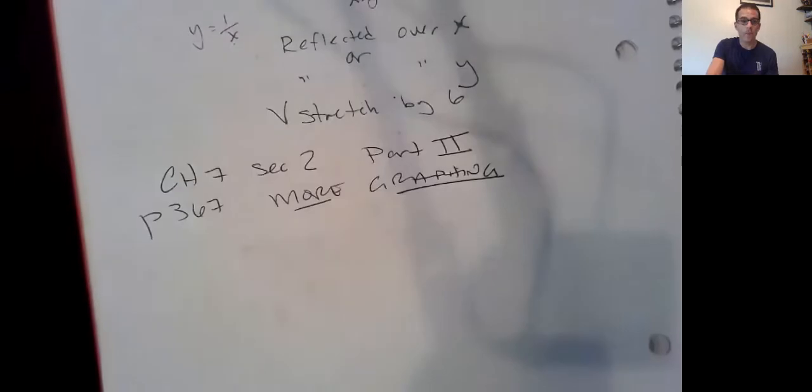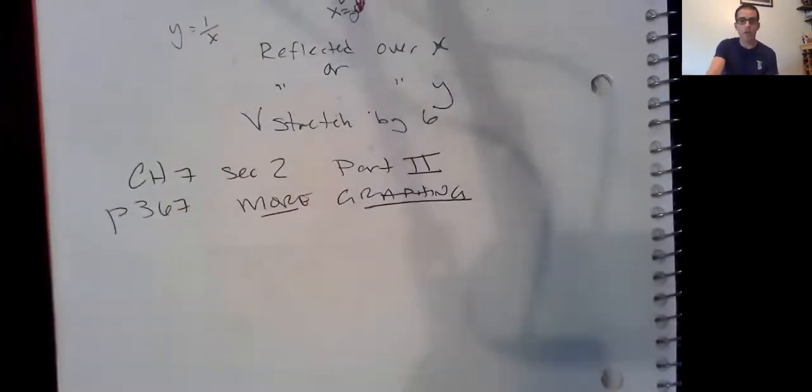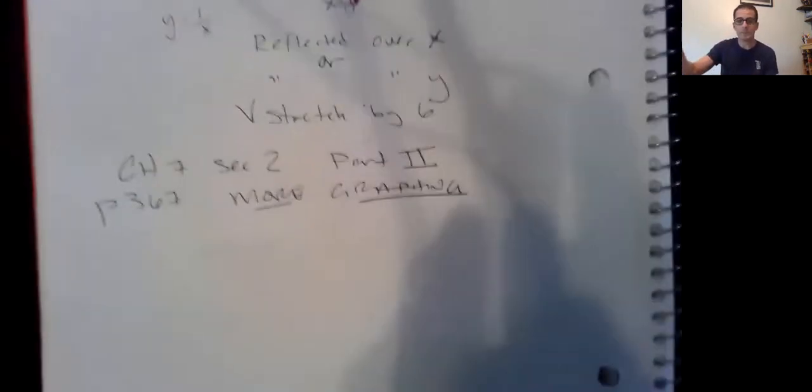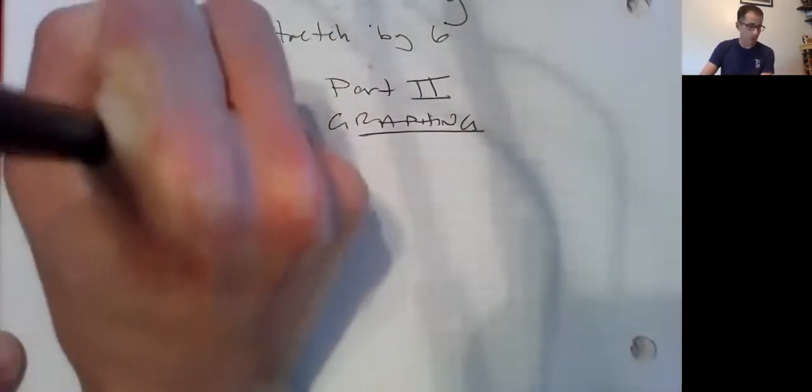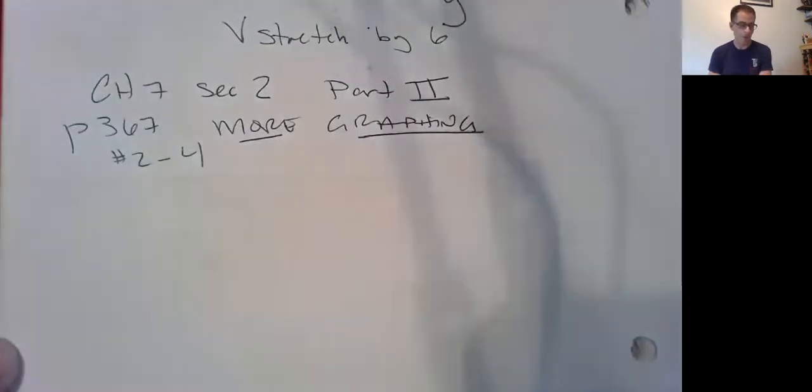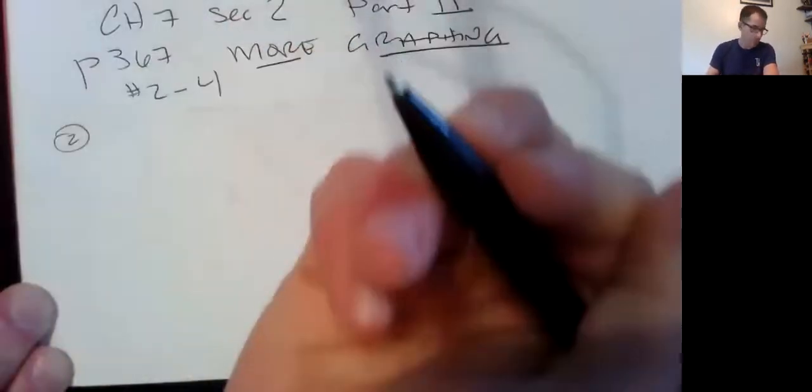I'll share my notebook with you, and we'll get started. We're going to be on page 367. We are going to do numbers 2, 3, and 4. Okay? So let's start out with number 2. Y equals 3 over x take away 2.